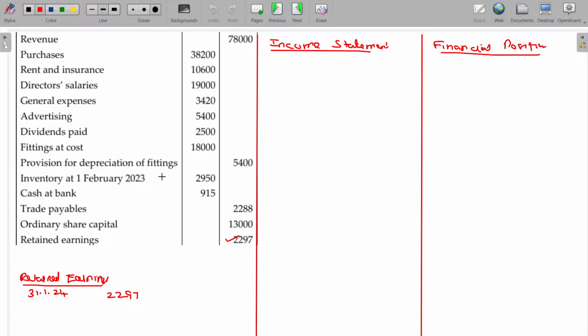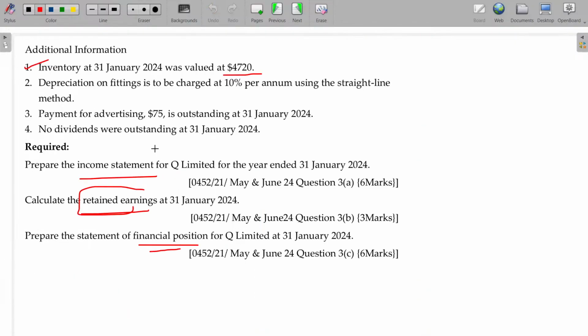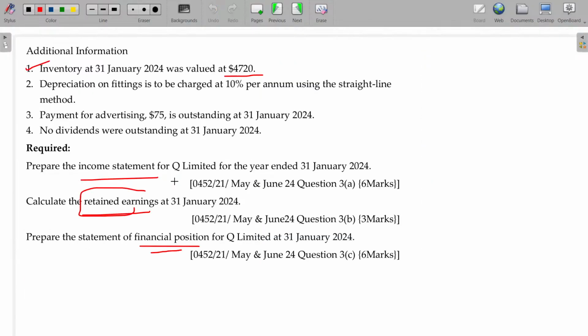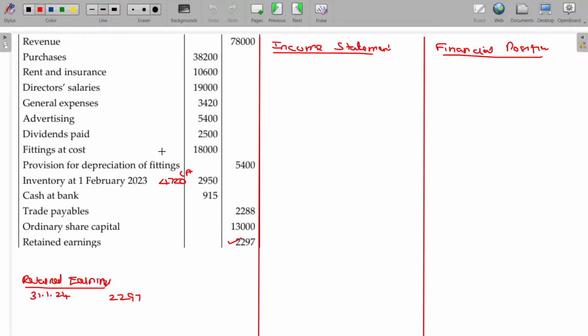Inventory 4,720. Depreciation on fittings. This will be your current assets. Depreciation is to be charged at the rate of 10% per annum using straight line method. So 20% on this straight line method.